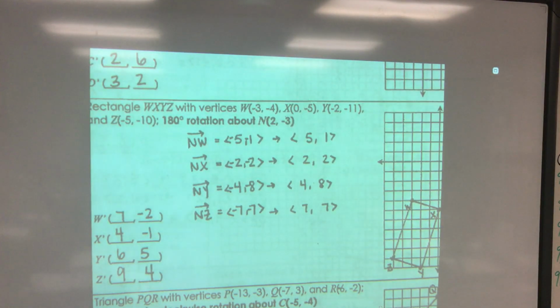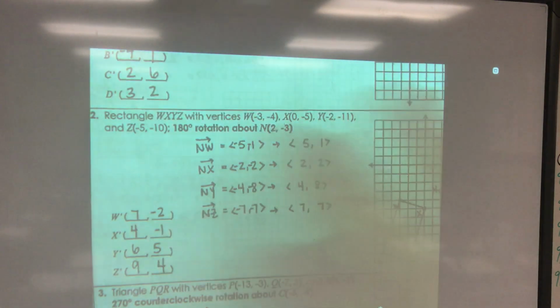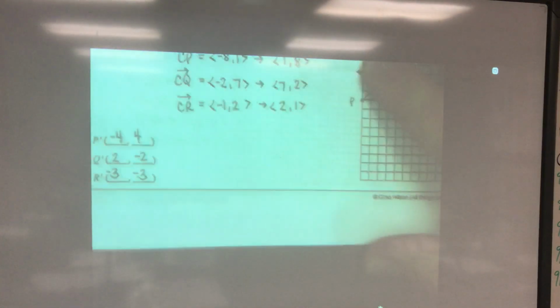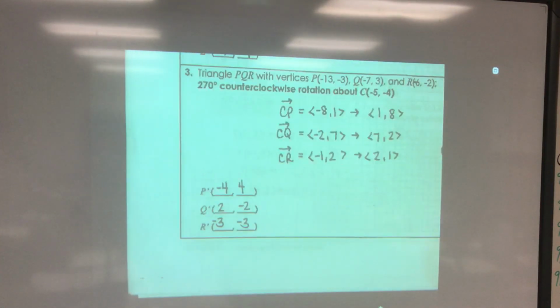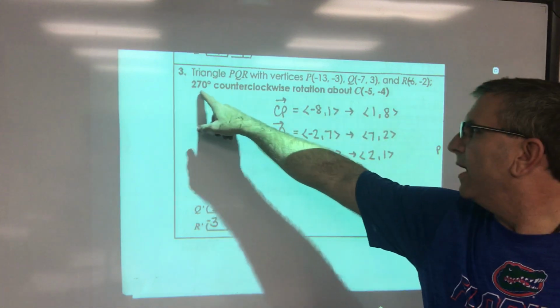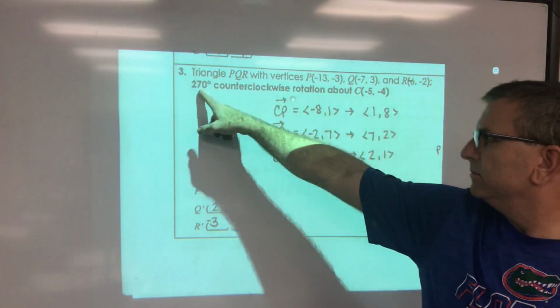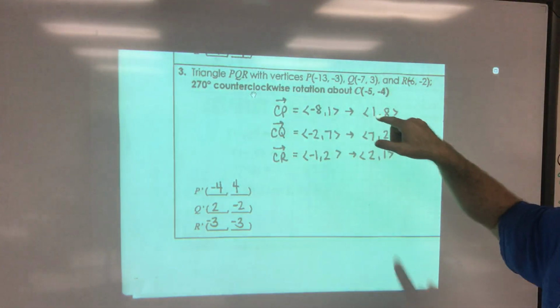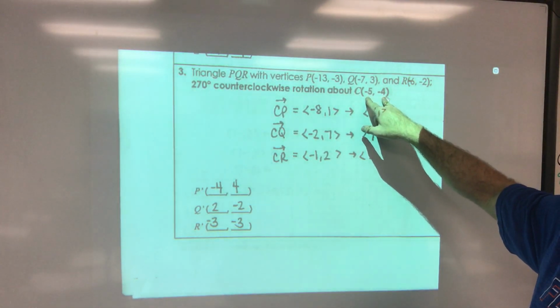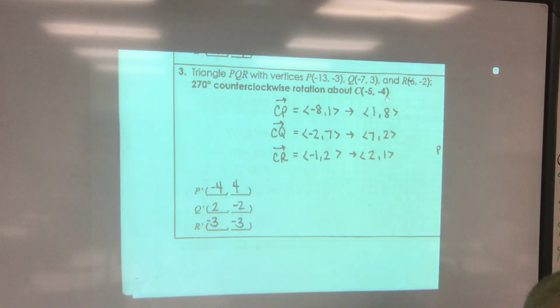Okay, now we're on homework 4. Let's look at number 3. We're going to have to take this in 2 parts because it's kind of long. This is rotating at this amount, degree and direction, and here is my point of rotation. Again, this is a 3-step process.